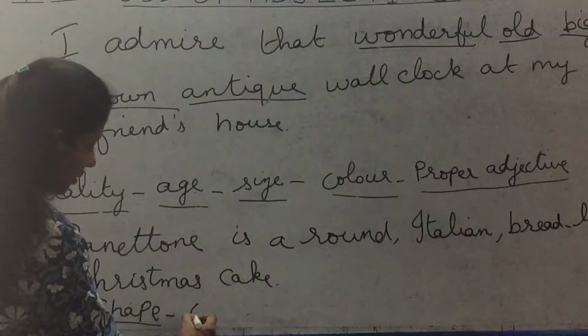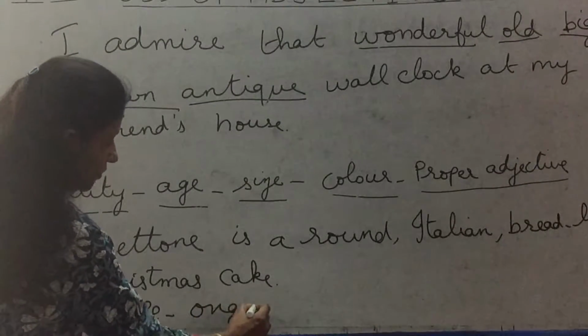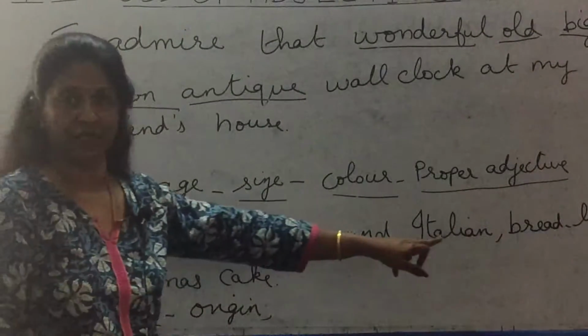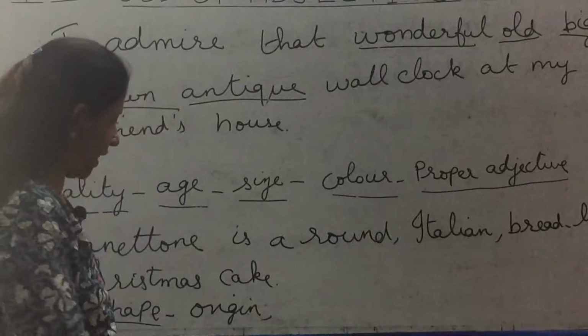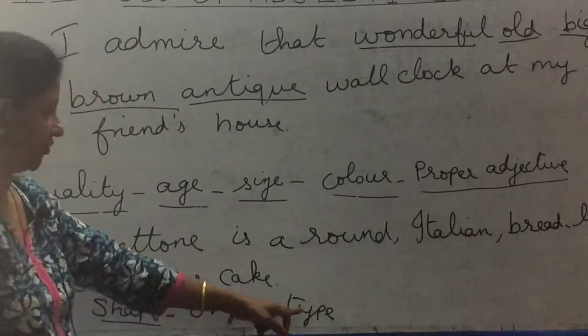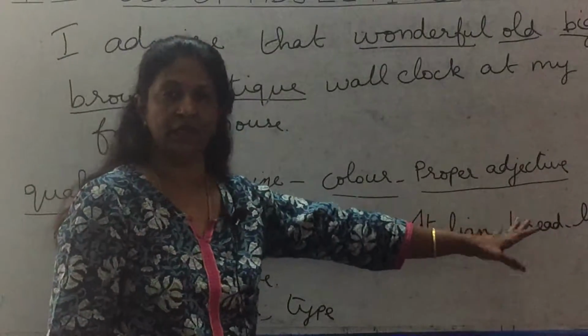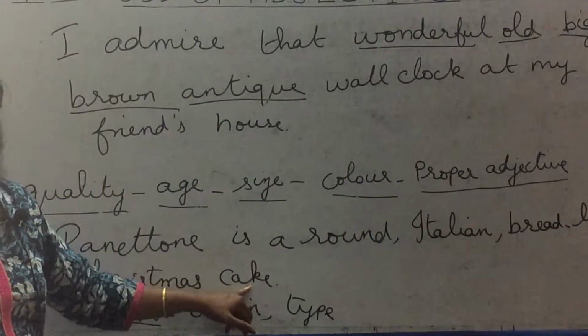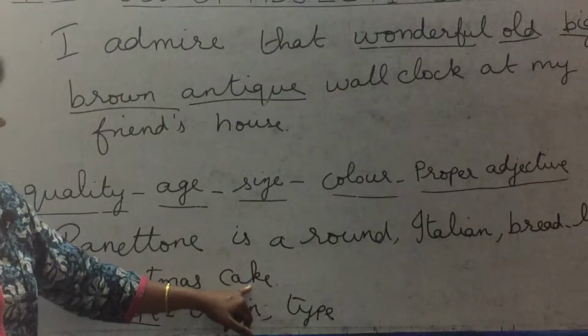Then you will say the origin. The origin is, it comes from Italy. It's an Italian dish. Next I am telling the type. What type is it? It's a cake. What sort of cake is it? It's a bread-like Christmas cake, which they bake during the Christmas season.